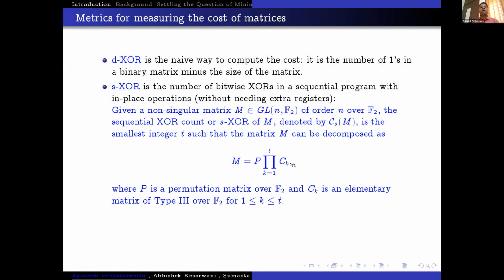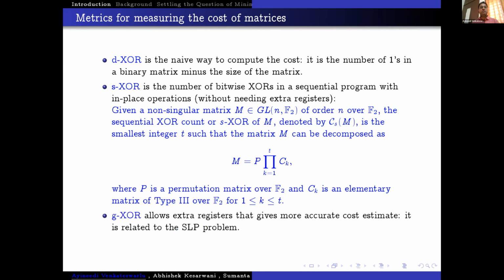Here we do not use any extra registers to store the intermediate values. By allowing extra registers, one may get a better estimate. This is known as GXR. This is related to the SLP problem, and it is also hard. So for this reason, computing GXR for a given matrix is a hard problem. Similarly, SXR is related to optimal pivoting using Gaussian elimination. It is also a hard problem. So computing SXR of a given matrix is also a hard problem.